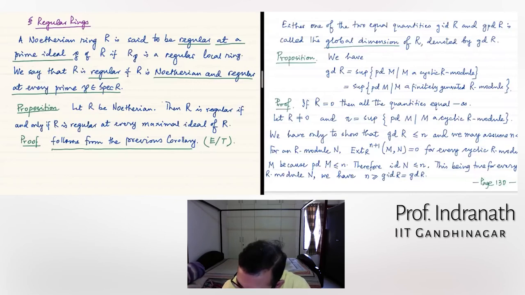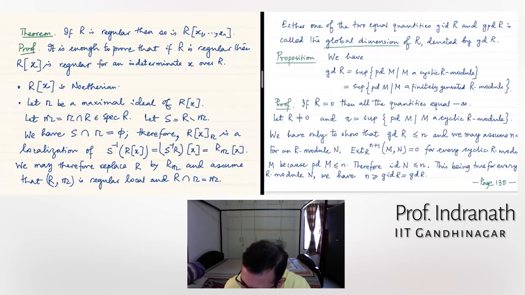Okay. So this is fine, but now this is a very important result. We are trying to prove that if you have a regular ring, then the polynomial ring is also regular. It is obvious that we just have to show it for one variable, isn't it? So you just prove that if R is regular, then for one indeterminate X, R[X] is also regular. First of all, R[X] is Noetherian. That part is okay. Now here you see a reduction technique, which is very, very useful, that you reduce it to a situation where you may assume that R is in fact local. So let us do it.